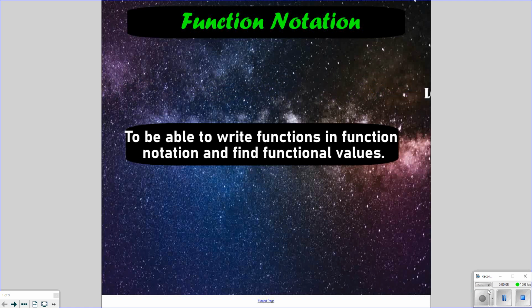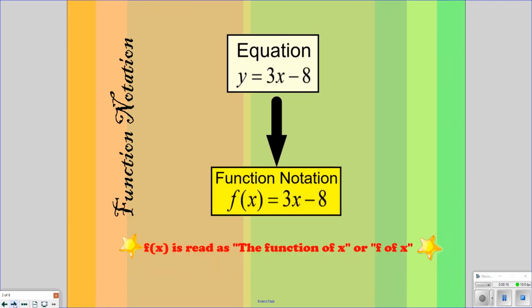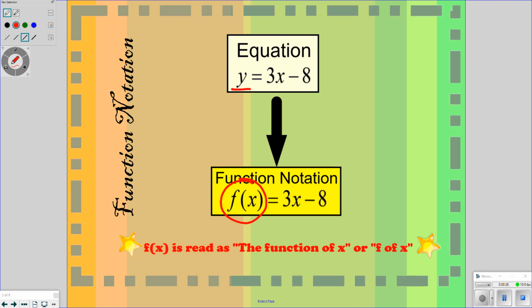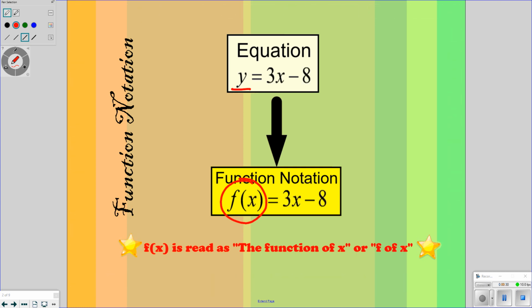Today our goal is to be able to write functions in function notation and to find functional values. In order to write something in function notation, you basically are going to replace your y value with an f of x. F of x is read as the function of x, or f of x.